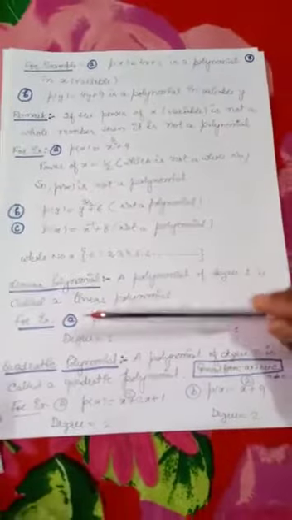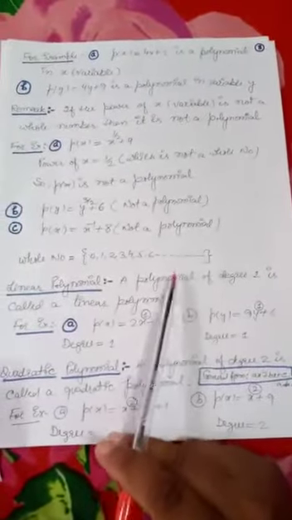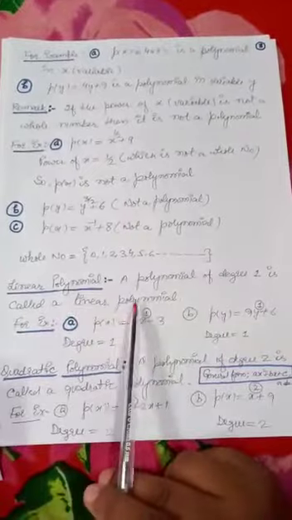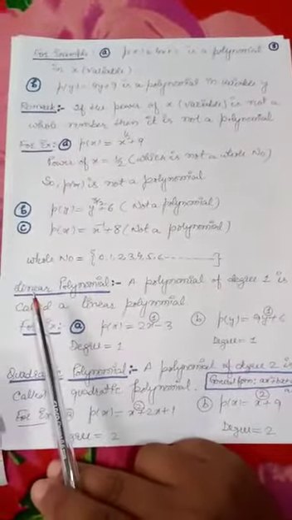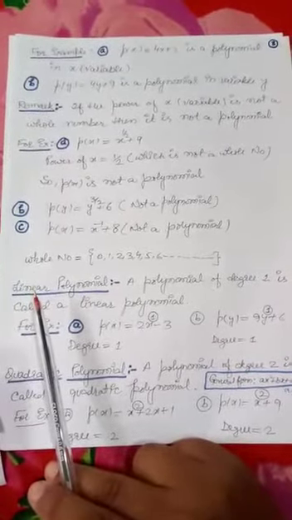Now we define the linear polynomial. A polynomial of degree 1 is called a linear polynomial. Why do we call it linear? If we plot the graph, then we get a straight line.